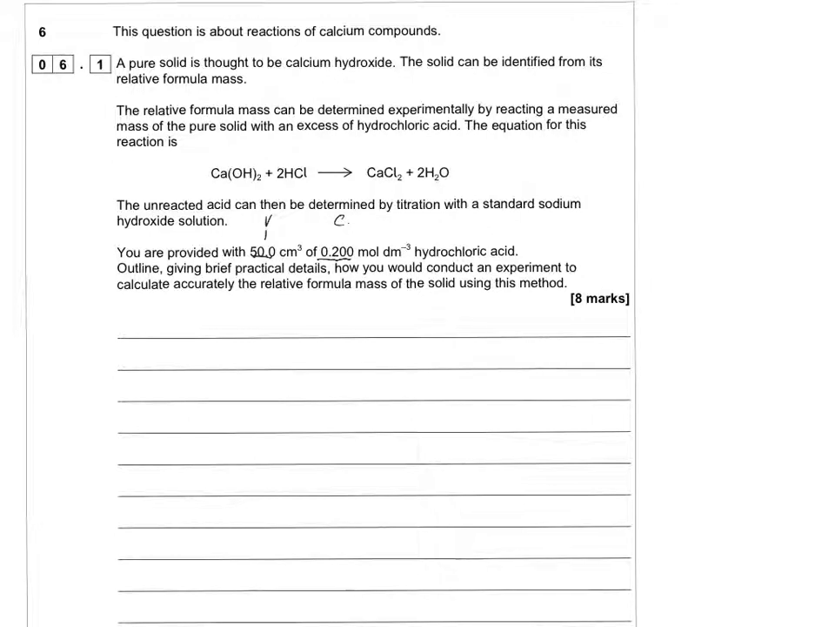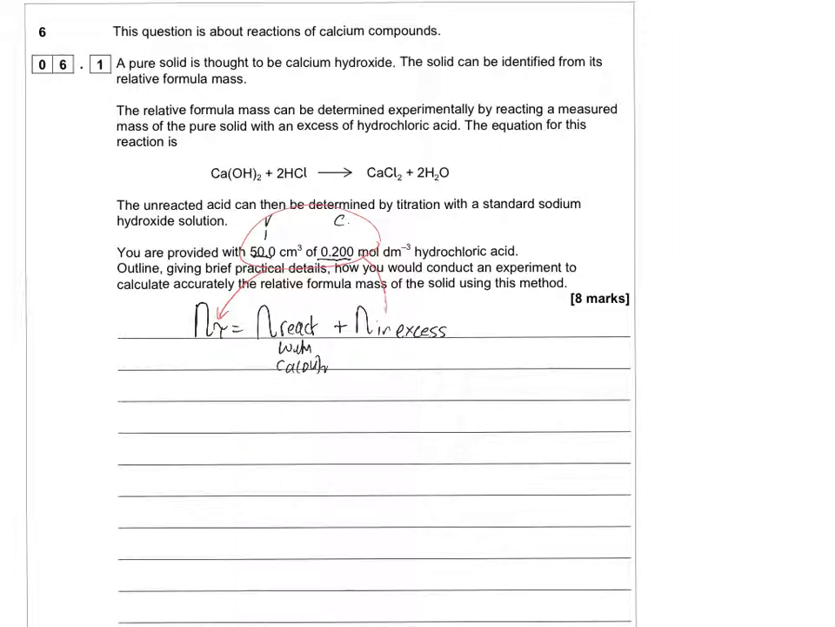So if I write here that the number of moles total is equal to the number of moles of hydrochloric acid that react with the calcium hydroxide, and then added to the moles that are in excess. We know the number of moles in total. How do we know that? Because we've got these two values here.